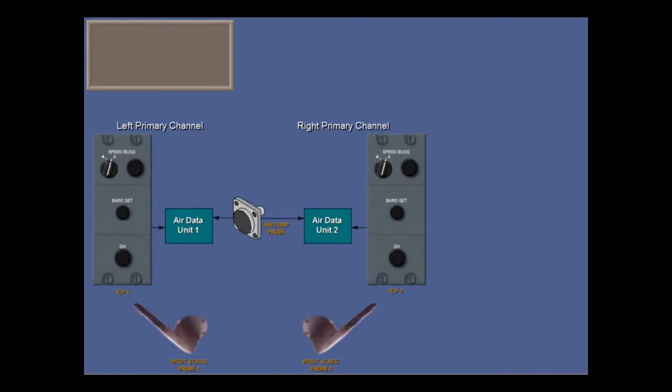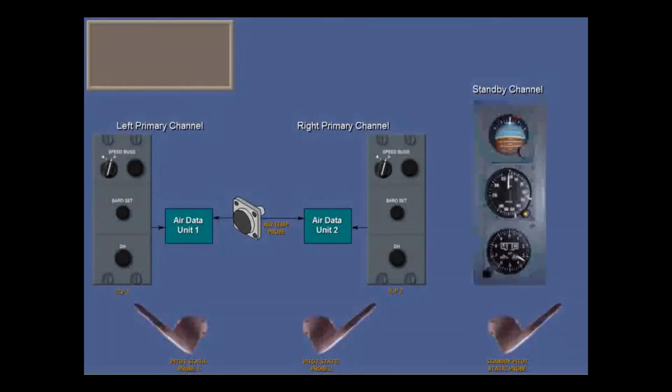Both primary systems use the same temperature probe, located below the left wing root. It senses indicated outside air temperature, from which the air data computers calculate static air temperature and true air temperature. The third channel is the standby system, with its standby pitot-static probe located on the right forward fuselage. It outputs to the standby instruments.